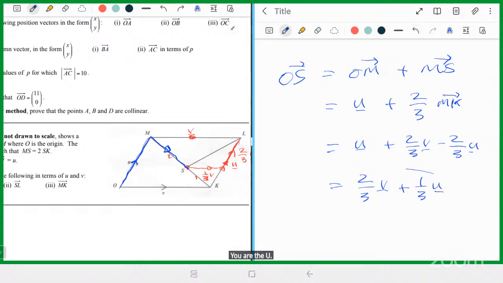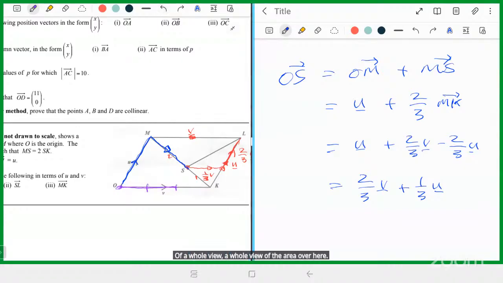And again, I can test this answer to make sense on the diagram, because it's saying to go from O to S, I must go 2/3 of a V and then 1/3 of a U. Let's put that part in purple again. So starting here, 2/3 of a V first. The 2/3 of a V is going to take me about out here. If I divide it up into 3 equal parts, this is about 2/3 of a whole V. A whole V would have taken me all the way over here.